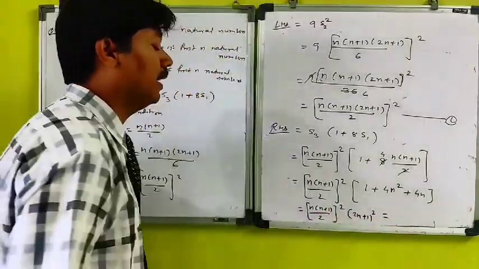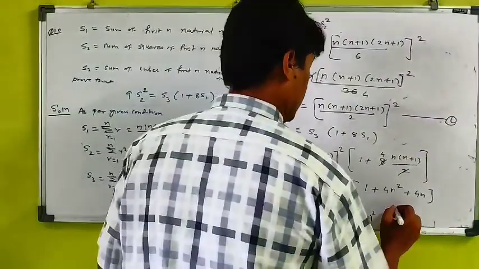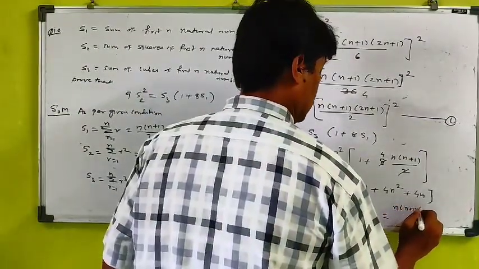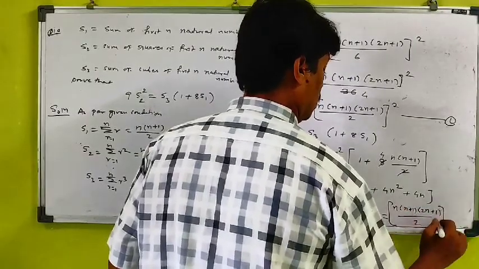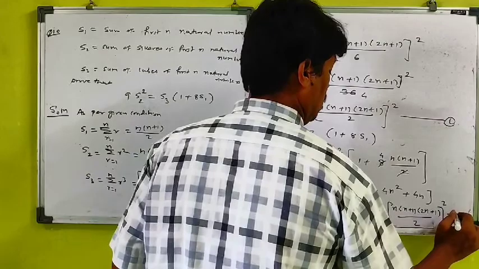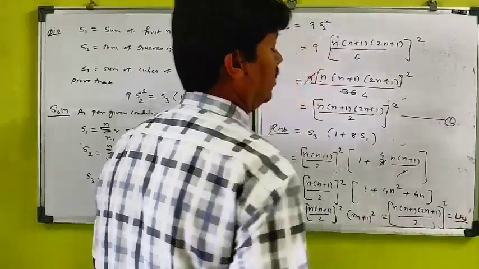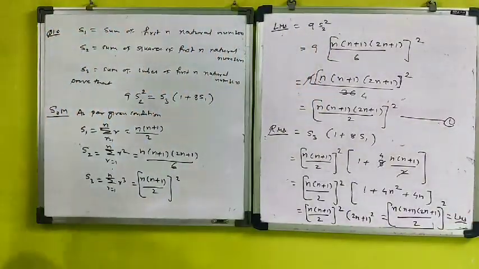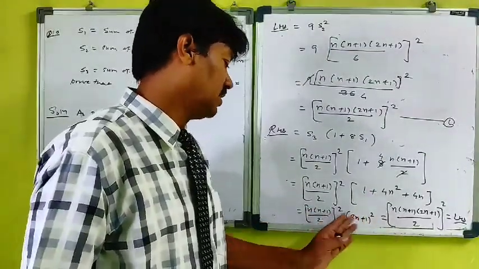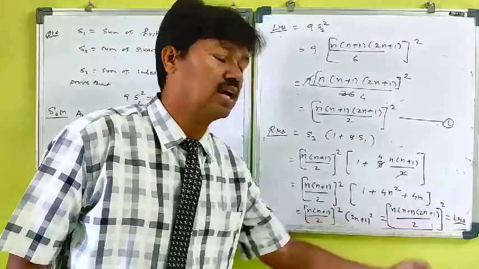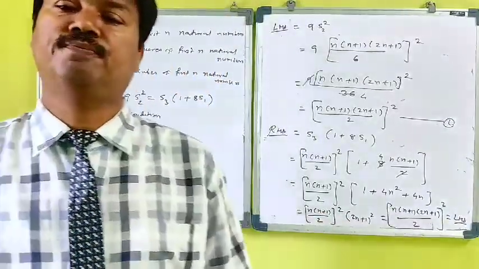And that can be clubbed with this, so therefore it is n plus 1, 2n plus 1 upon 2 the whole square, and that is equal to LHS. Hence proved. So after simplifying, we get 2n plus 1 the whole square, and this clubs with this one square, so that is the left hand side. So it is a very easy proof.